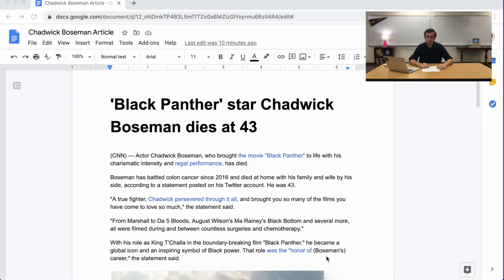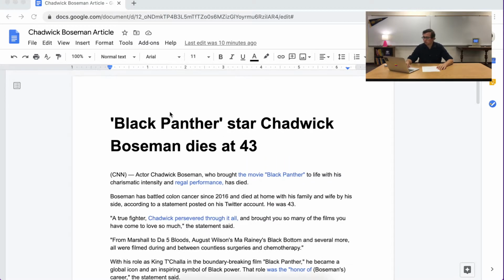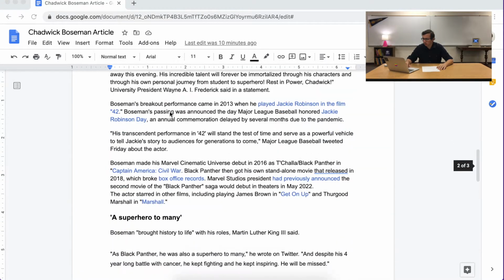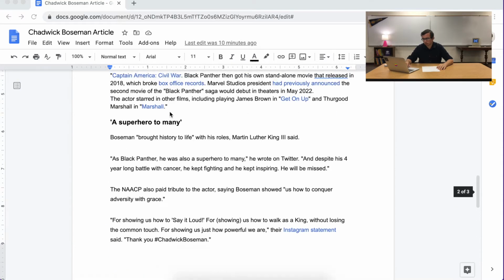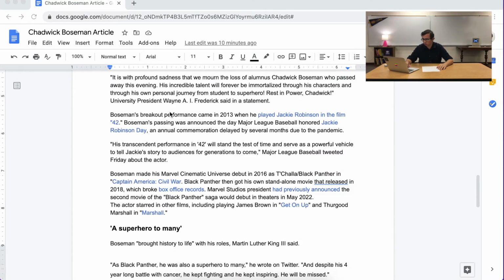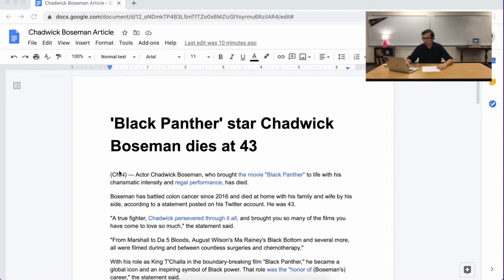Now, step 1, what am I reading? If we take a quick scroll, it kind of looks like a news article, right? We've got pictures, we've got some quotes, we've got links, and if we look a little closer, we see that the source right here is CNN. So this is a news article. We're reading an informational text. News articles count as informational text.